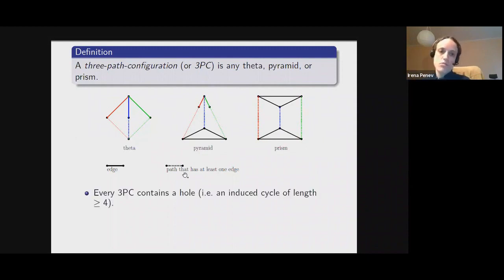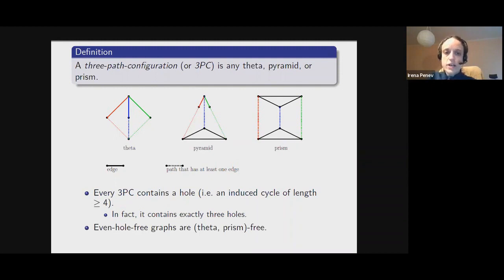Now, here's an observation. Every 3-path configuration contains a hole. Remember, a hole is an induced cycle of length at least 4. And as a matter of fact, it contains exactly 3 holes. How so? Well, let's look at this theta. You have these 3 colored paths. Just take any 2 of them, let's say red and blue. Together they will induce a hole. You have 3 ways of choosing 2 paths, so you get exactly 3 holes. It's going to be similar over here. You could again choose one path here, another path here, and then together with this edge, you get a hole. You can do that for all 3 combinations of these paths, and similar over here.